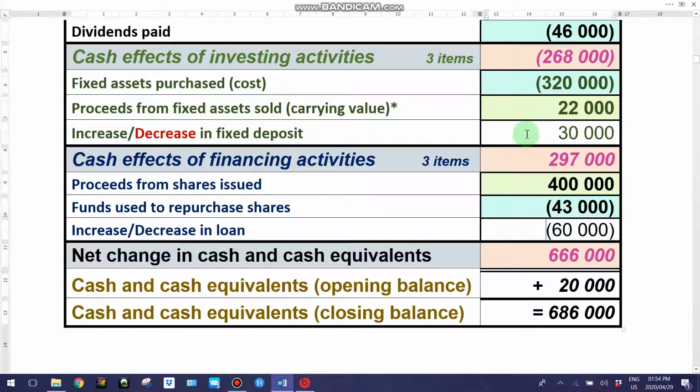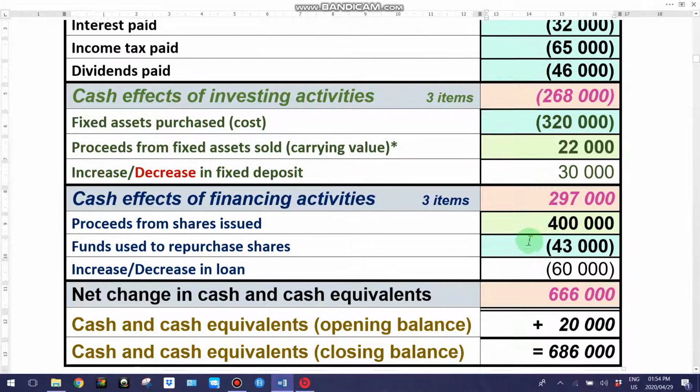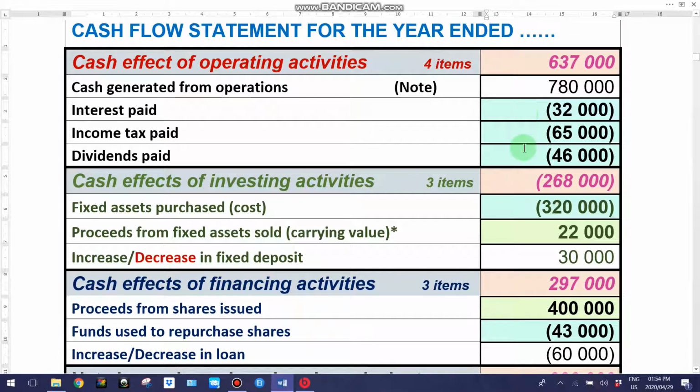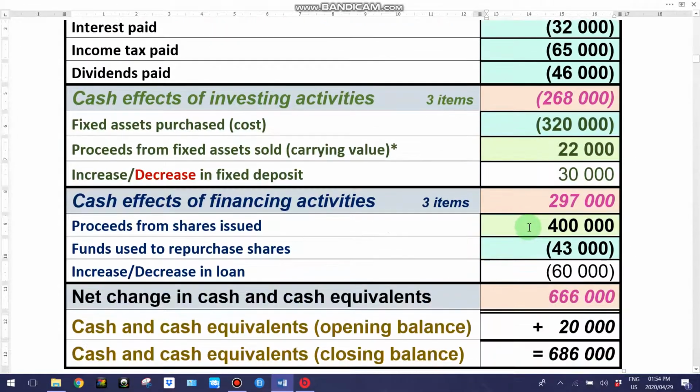So you can see with regards to the fixed deposit and the loan, I cannot say it's a definite inflow or a definite outflow. But with all the others, I'm looking at my colors here, I've got definite inflows and definite outflows of cash.